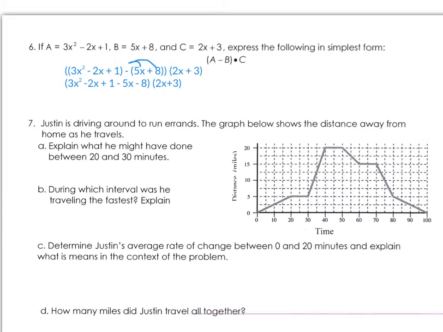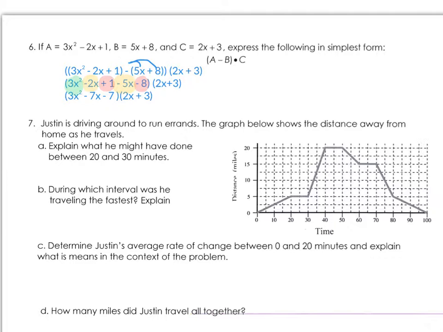Now I can go ahead and combine any like terms, and you can highlight them or underline them if it helps you. So I see that I have 3x squareds here and no more x squared, so I'm just going to write 3x squared first. Next I have minus 2x and minus 5x, that's going to be minus 7x. And then I have plus 1 minus 8, which is going to give me negative 7. So I combined everything, and then I put my parentheses back in because now I need to multiply all of that by the 2x plus 3.